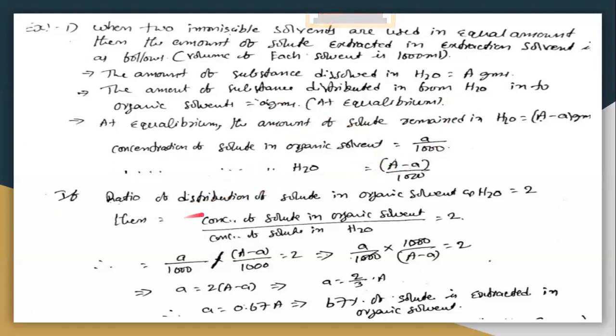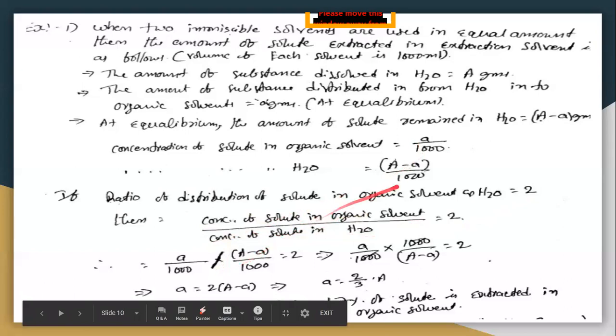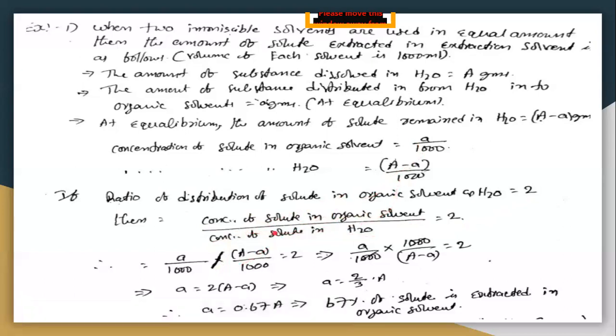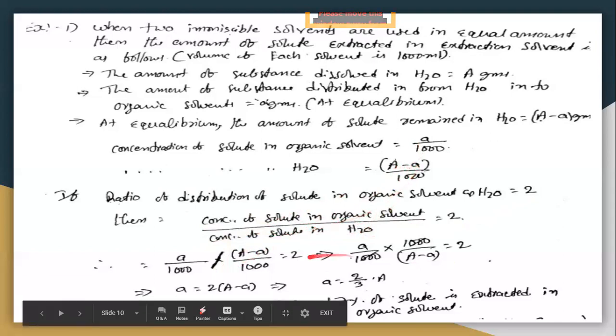If the ratio of distribution, in other words the partition coefficient, is equal to 2, then the concentration of solute in organic solvent by concentration of solute in water equals 2. The concentration in organic solvent is small a by 1000, divided by the concentration of solute in water, capital A minus small a by 1000. Substitute these values in this formula and we get 67% of solute extracted into the organic solvent.